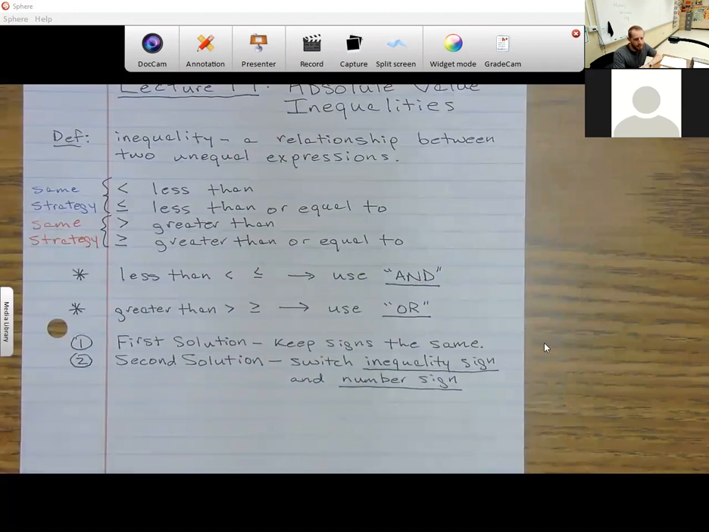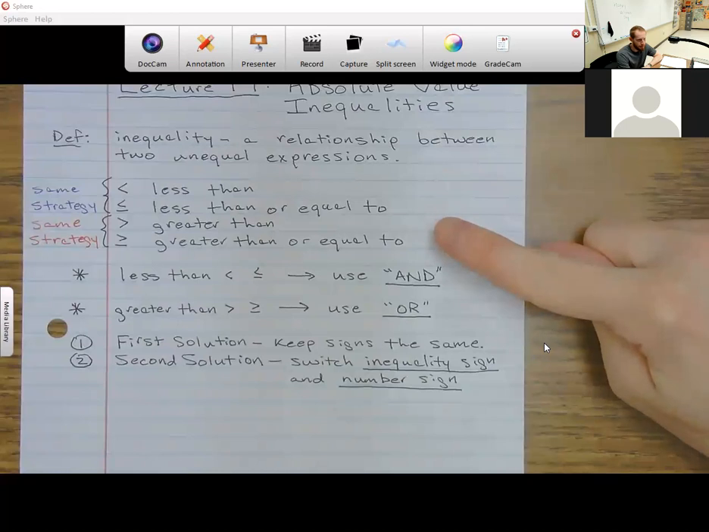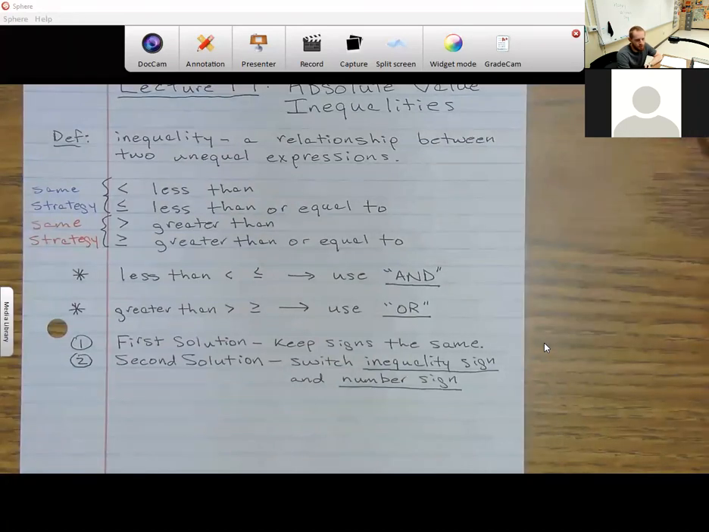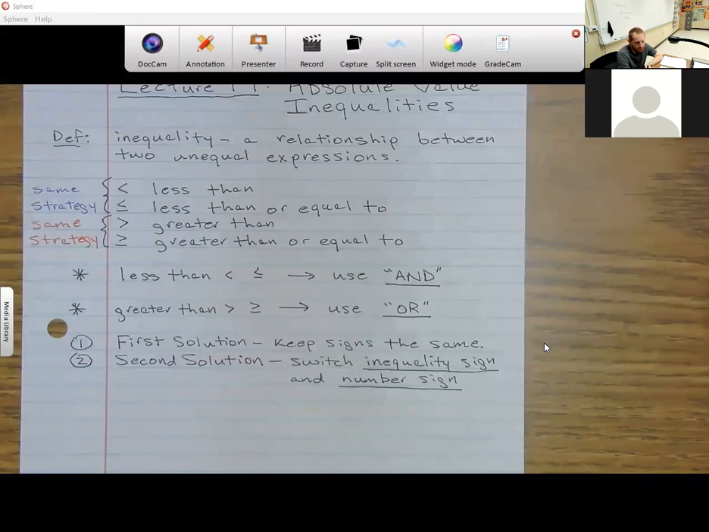So just like when we did equations, you're going to have two different solutions. That's because absolute value allows for two different solutions every single time. For the first solution, you're going to be keeping everything the same. But for the second solution, you're going to be switching the inequality sign. The inequality sign is either going to be a less than or equal to, a greater than or equal to. And when I say switch, that basically means if it's a less than, you switch it to a greater than. If it's a greater than, you're going to switch it back to a less than. That's what I mean by switching the inequality sign.